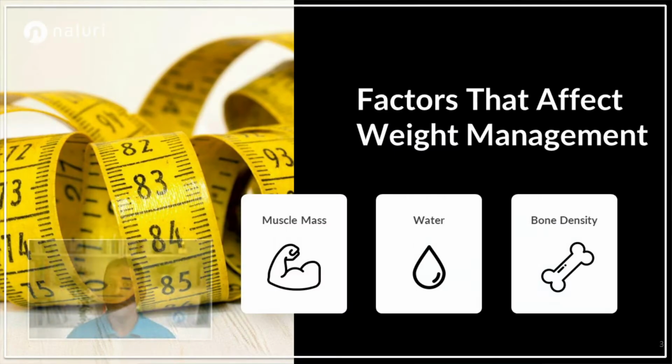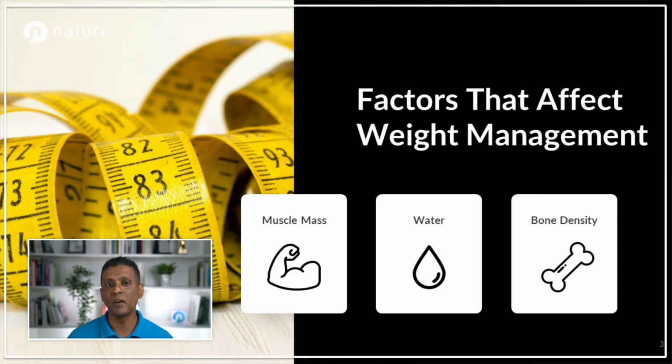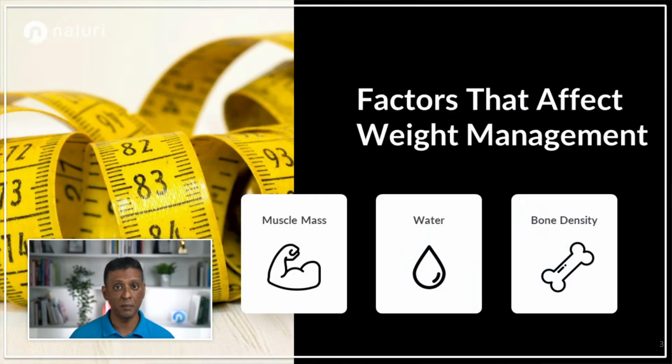So what makes our weight fluctuate? Are there some variables to it? So why does it change all the time, right? So yes, obviously, there are a few things that ensure that your weight stays consistent or fluctuates. The first one would be muscle mass. So what about muscle mass makes your weight fluctuate?